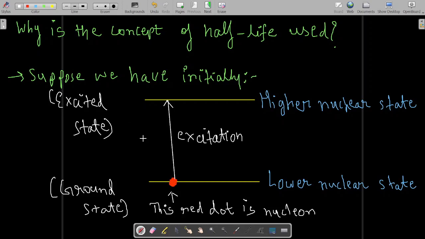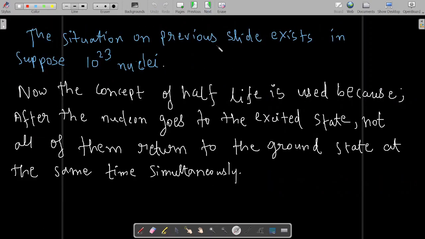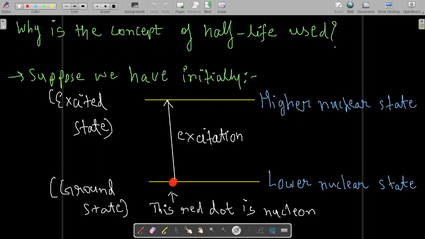Now let us move on to the next slide. The situation on the previous slide exists in, suppose, 10 to the power 23 nuclei. So in this particular screenshot, we suppose have 10 to the power 23 nuclei with us.